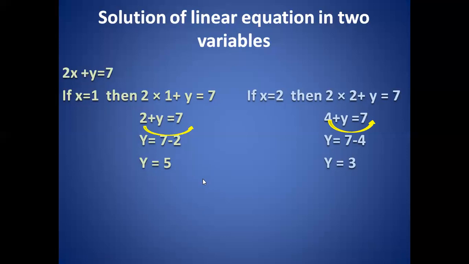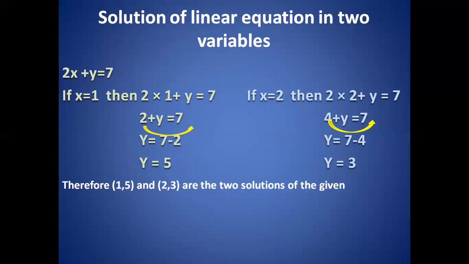So these are the two solutions. You can find many more solutions for this linear equation in 2 variables. Therefore, (1, 5) and (2, 3) are the two solutions of the given equation. You can find infinitely many solutions for this linear equation.